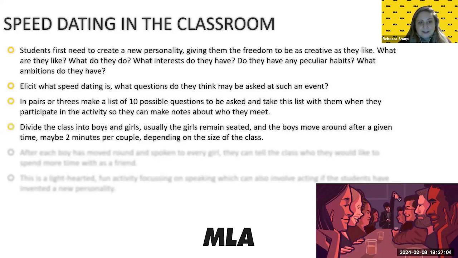Then the fun part: divide the class into girls and boys. The girls usually remain seated. We make the boys do all the legwork. Give them about 2 minutes per couple and then get the boys to move to the left and so on. So they get to meet a new person every 2 minutes. This is like you put them in a circle. Is that what you mean? Either a circle or a straight line down the middle of your class, depending on the area that you have.